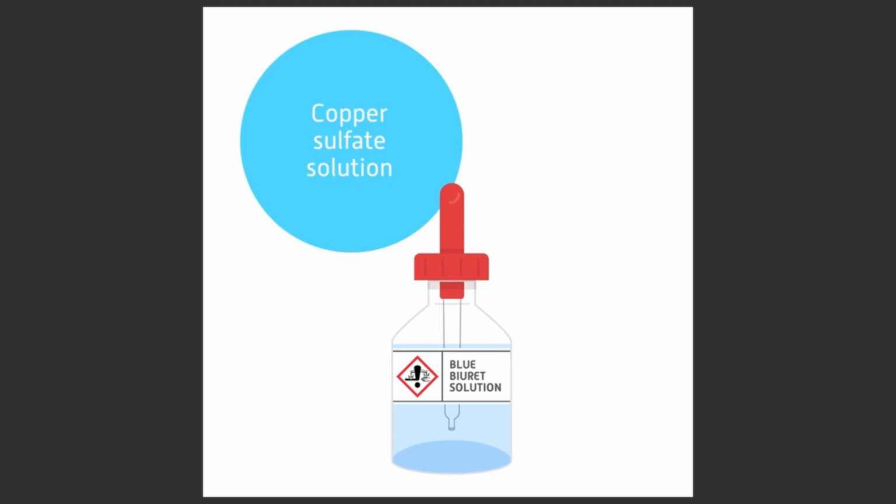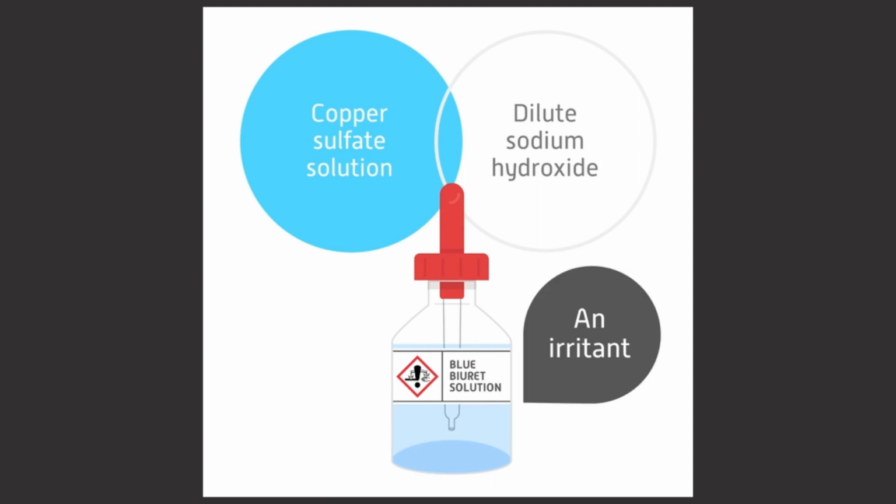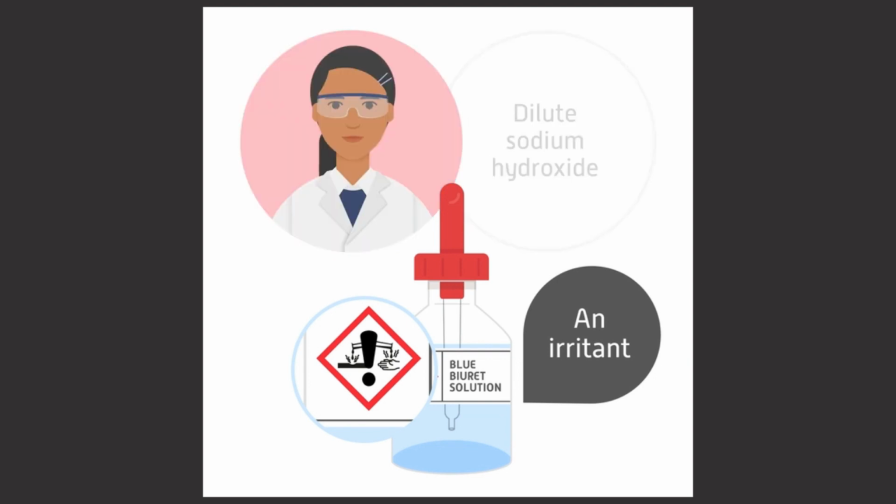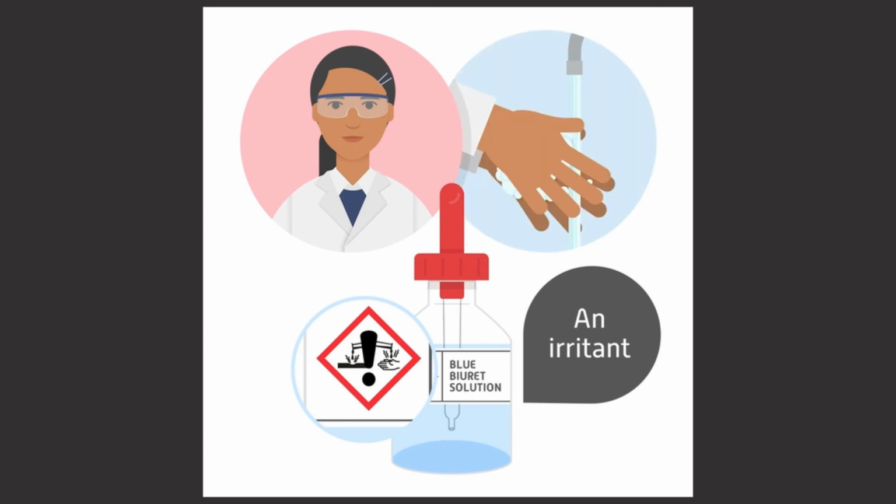Biuret solution is a mixture of copper sulfate solution and dilute sodium hydroxide, an alkali. It is therefore classed as an irritant. This will be indicated by the hazard symbol of an exclamation mark on the bottle. You need to wear eye protection when using Biuret solution, and you must wash splashes off your skin immediately.